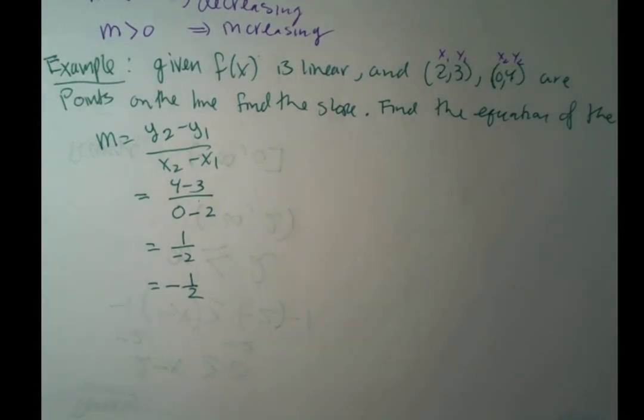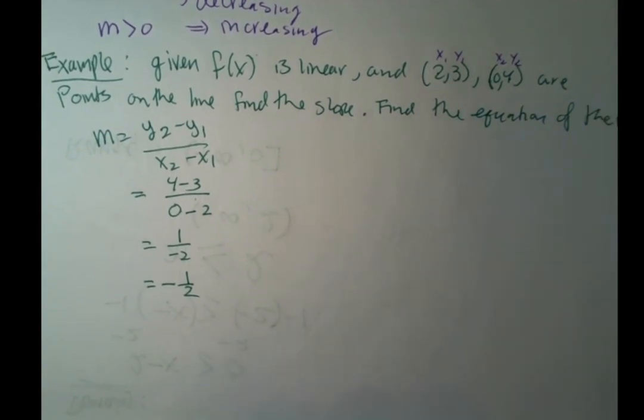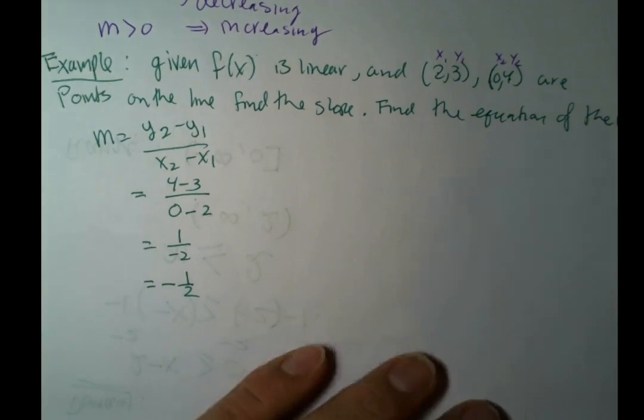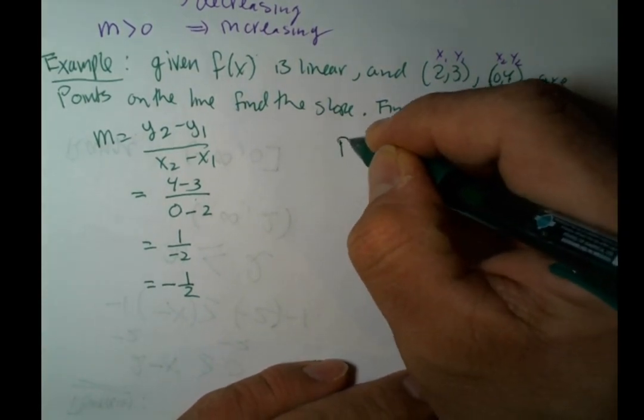Okay, so now we have the slope. How do we go about finding an equation? In this case, to find our equation, we're going to use what's called the point-slope form.